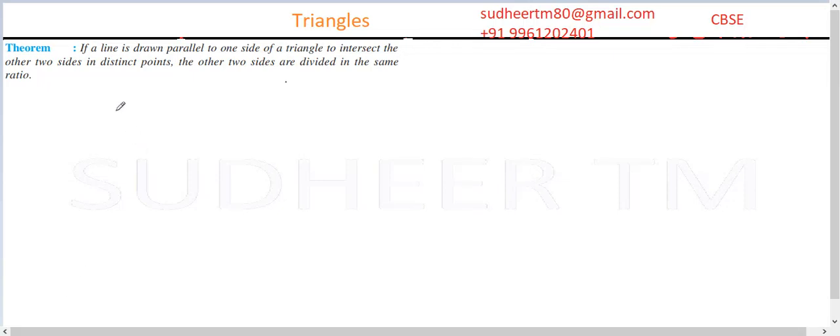Chapter 6, Triangles. First theorem: Thales theorem, or base proportionality theorem, or simply BPT theorem. This theorem is very important. What the theorem is saying: if a line is drawn parallel to one side of a triangle to intersect the other two sides in distinct points, the other two sides are divided in the same ratio. So let us have a discussion on this theorem. Its proof is very important. They used to ask it in the CBSE board paper.